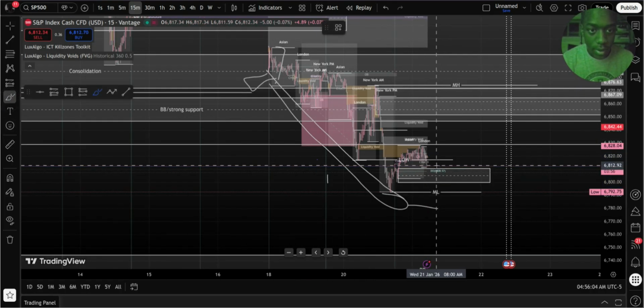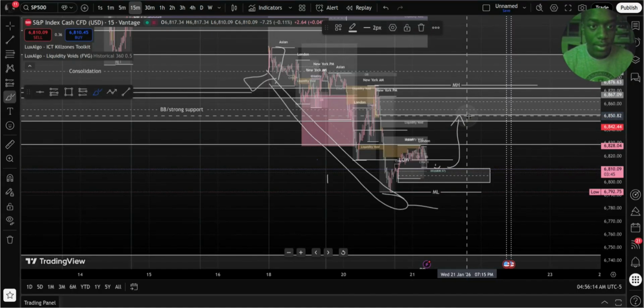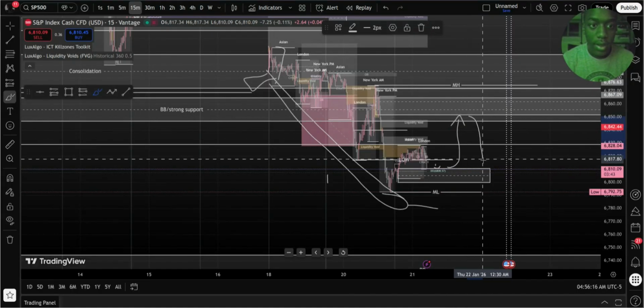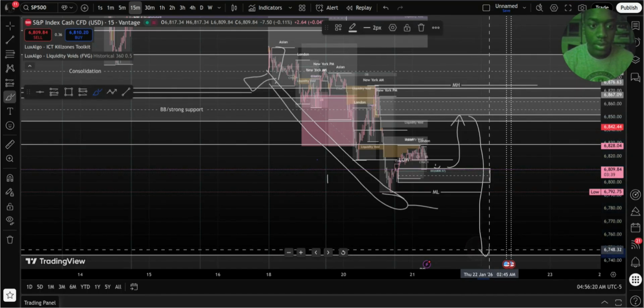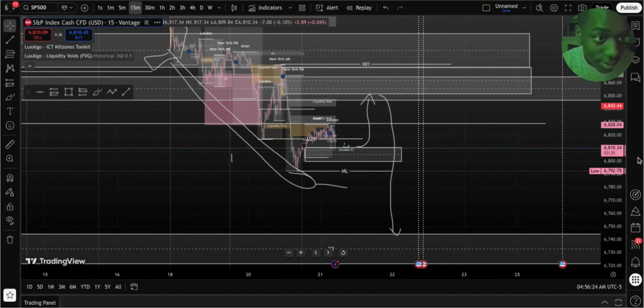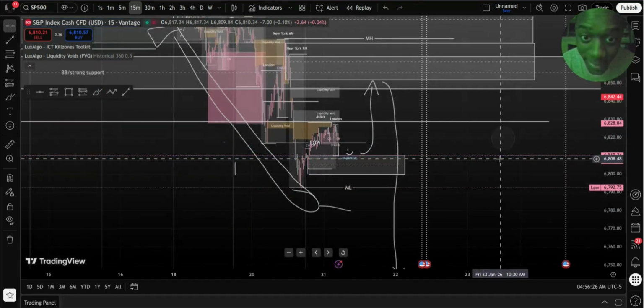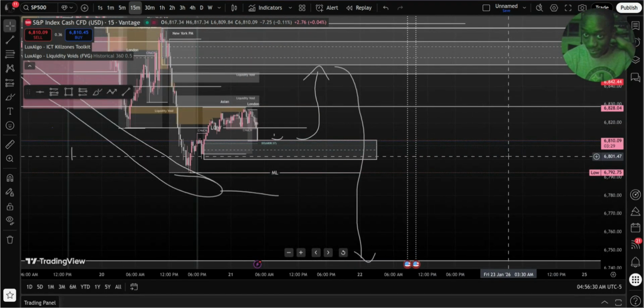So tap into this area, sweep back up, tap into this area, and then start coming down into here. What are y'all thinking? Y'all think it's good? Y'all think it's bad? Let me know, chat.